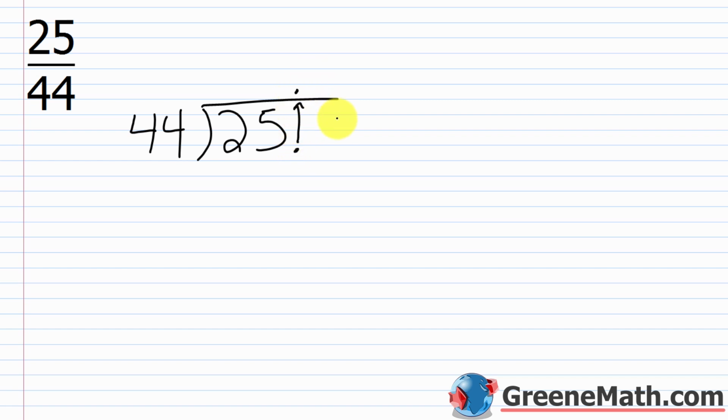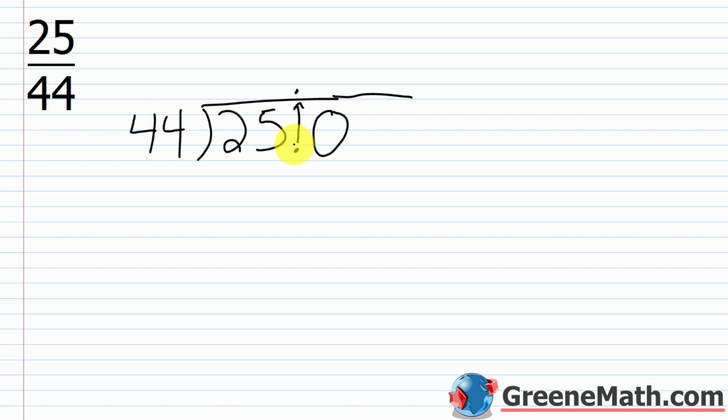We have 25/44. So I'm going to take 25, my number in the numerator, and divide that by 44, my number in the denominator. And again, 25 is smaller than 44, so I'm going to begin by putting a decimal point there, bringing that up into the answer, and then putting a 0 behind that decimal point. So now how many times will 44 go into 250?